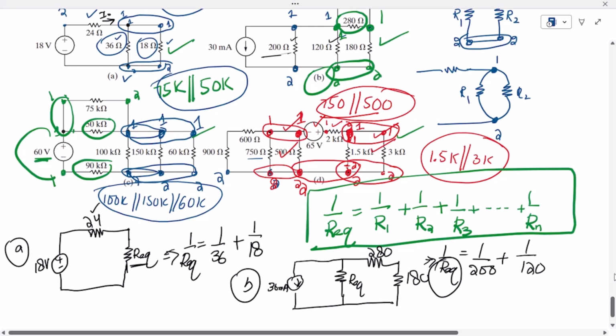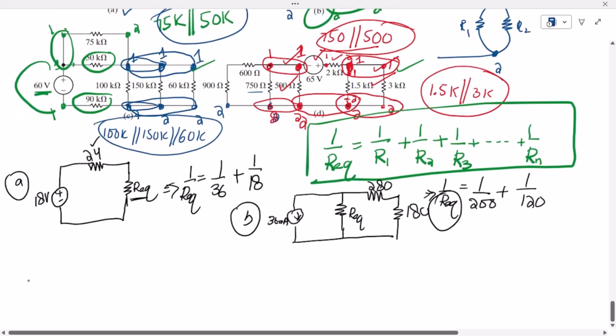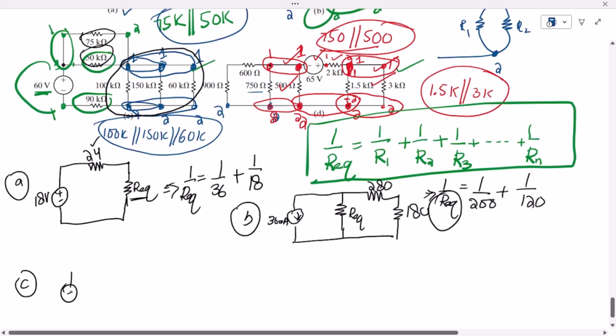In part C, you can apply the similar rules. In part C, you can see that these three here are in parallel, and also these two, 75 and this 50k, are in parallel. So let me first draw the voltage source here. This is the voltage source of 60 volts.